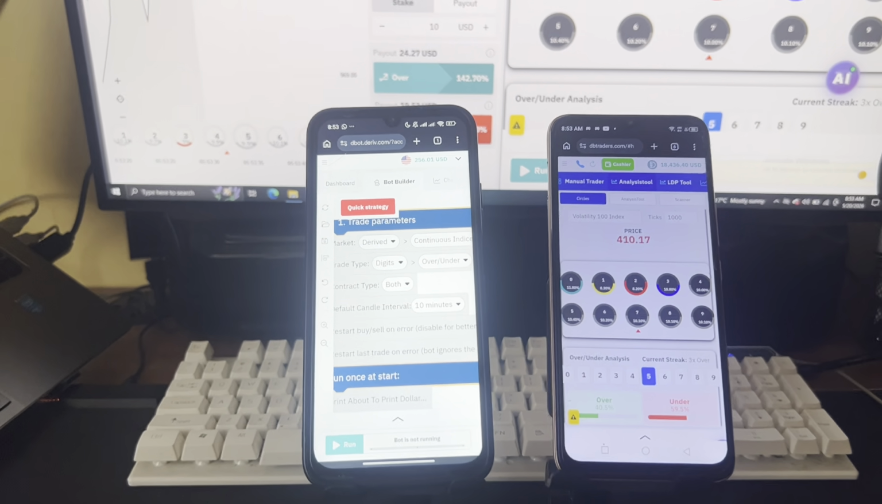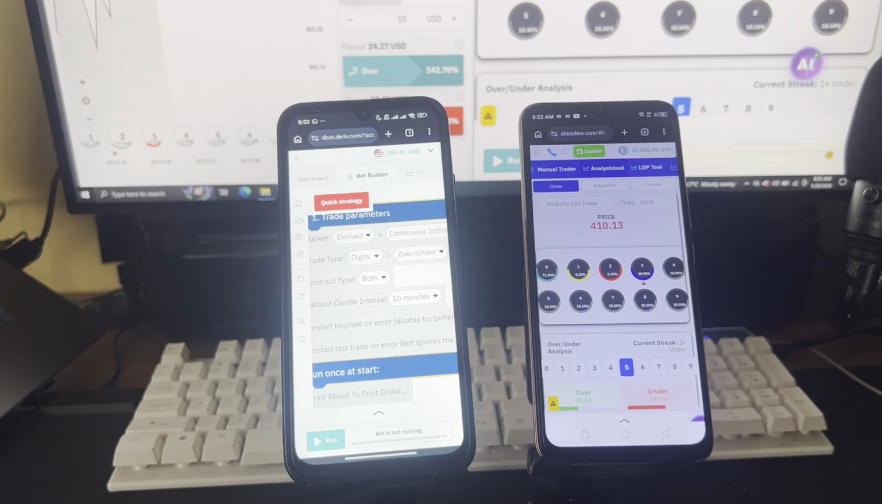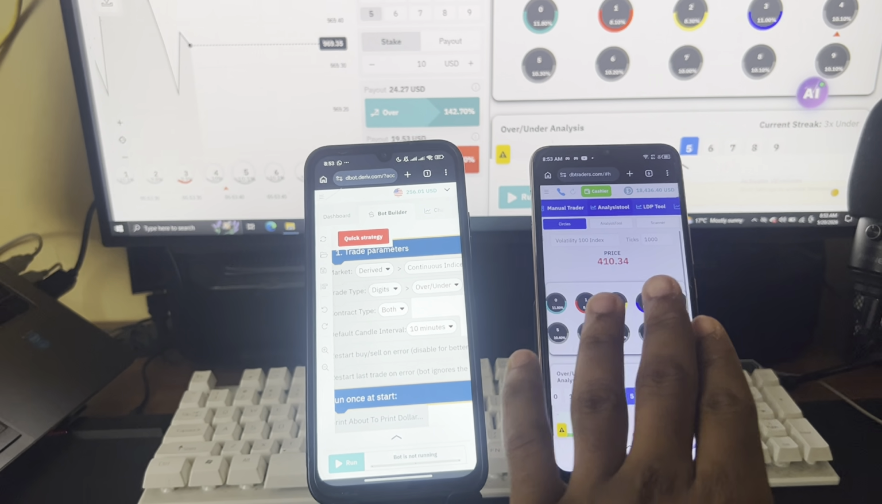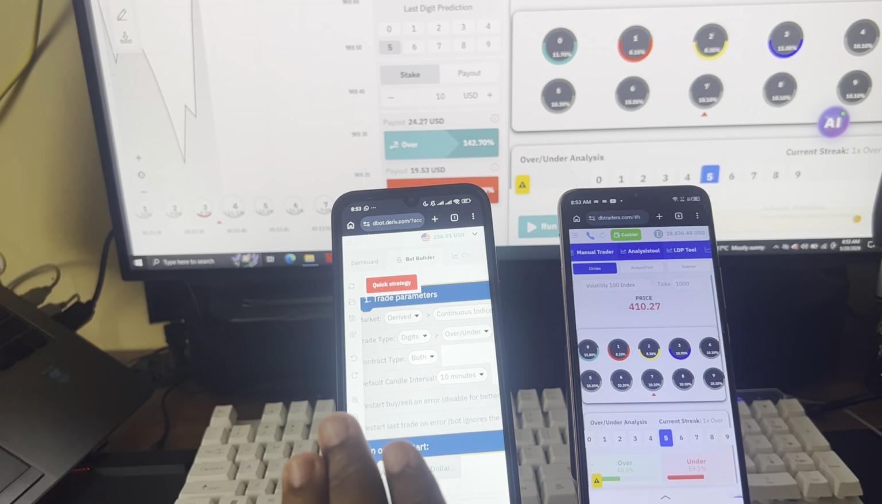All right, so this is basically how you do it. Ensure you have two phones. The second phone is not a must for it to be yours. If you do not have a second phone, you can just borrow someone else's phone. Just log into the analysis tool, analyze while you're trading, and your work will be easy.